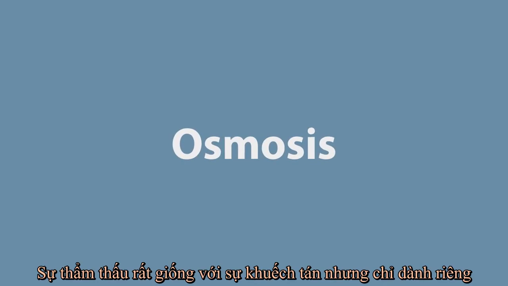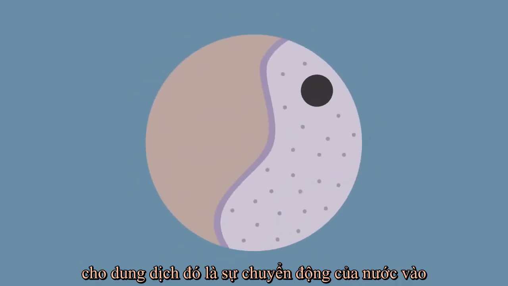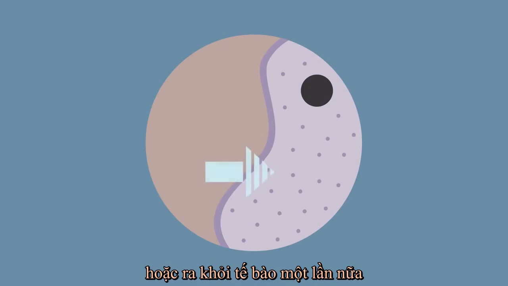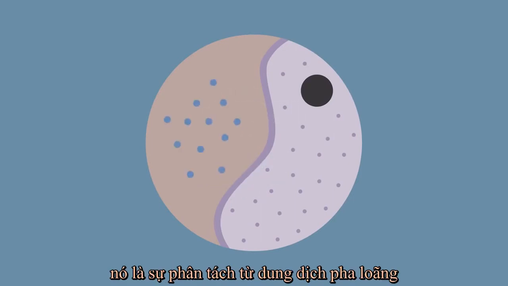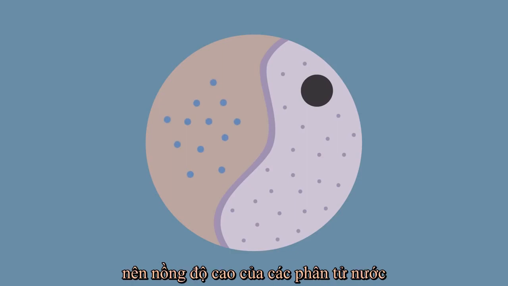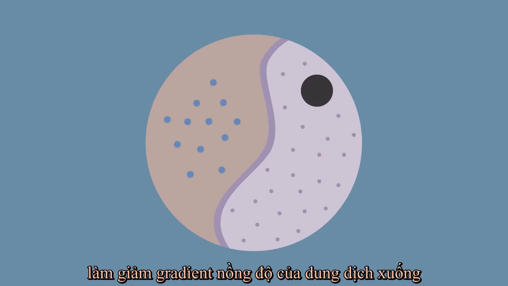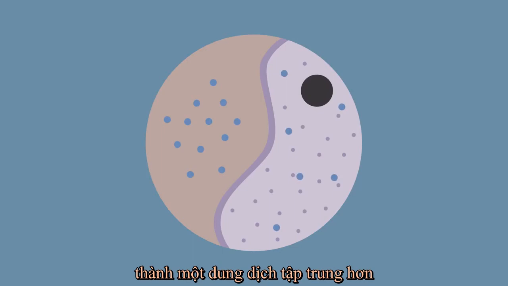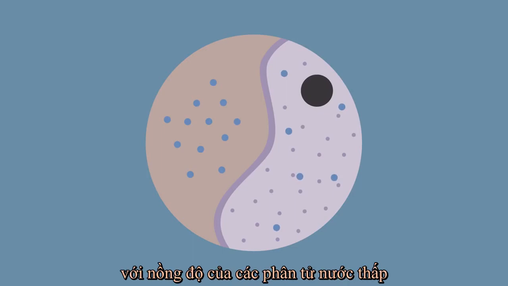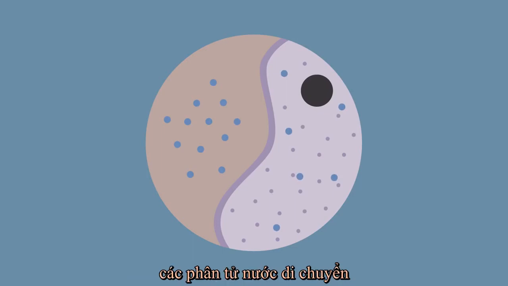Osmosis is very similar to diffusion, but just for water. It is the movement of water into or out of a cell. Again, it is the movement from a dilute solution, so high concentration of water molecules, down the concentration gradient to a more concentrated solution, so low concentration of water molecules. The water molecules move across a partially permeable membrane.